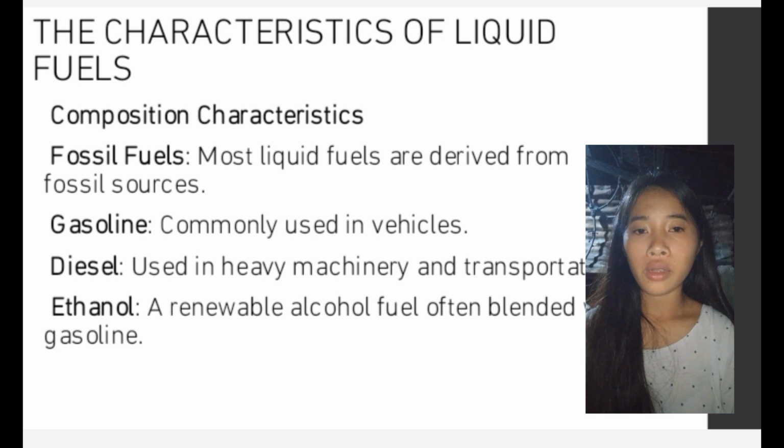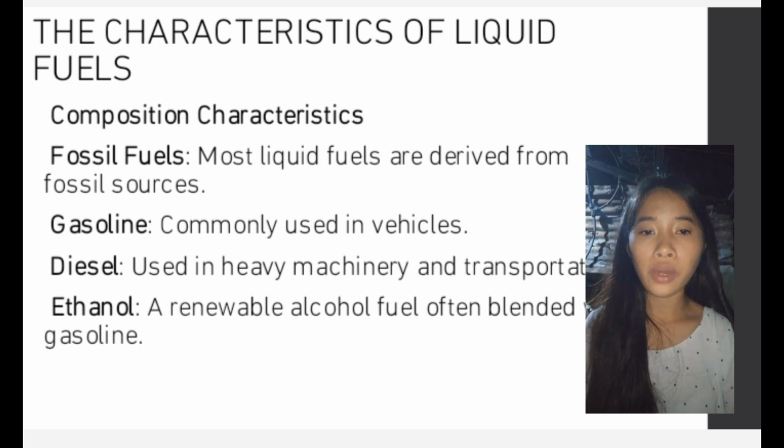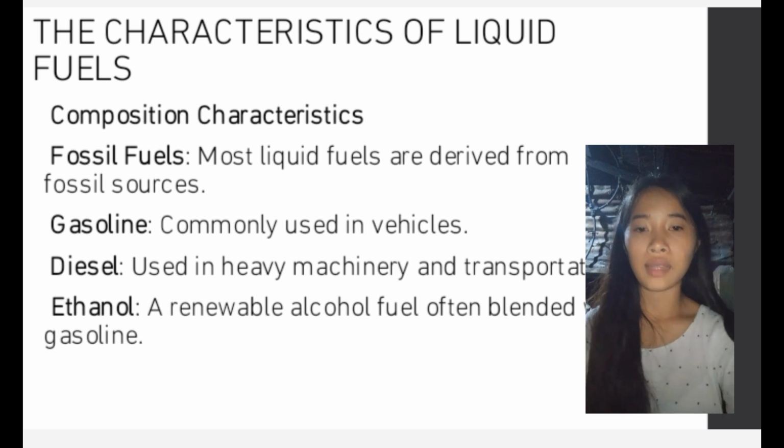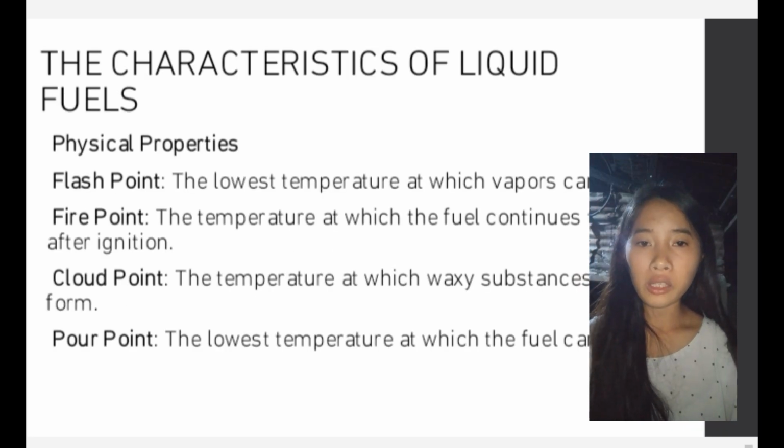For composition characteristics, first, fossil fuels such as gasoline, commonly used in vehicles and cars. Diesel is used in heavy machinery and transportation. Then ethanol, a renewable alcohol fuel often blended with gasoline. The physical properties are flash point, fire point, cloud point, and pour point.